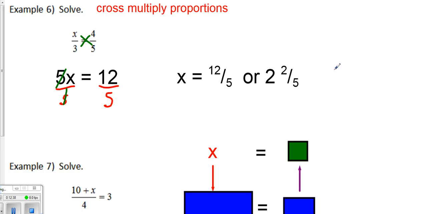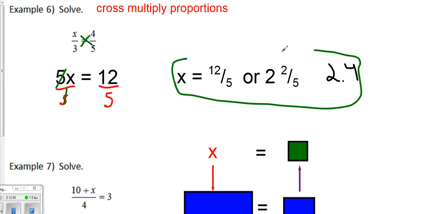Or, I guess I didn't put this on here, we could also leave it as a decimal and call it 2.4. All of these mean the same thing. 12 fifths, 2 and 2 fifths, or 2.4 all mean the exact same number. All of them are acceptable answers. Again, the most important part is you did the work correctly. You cross-multiplied.